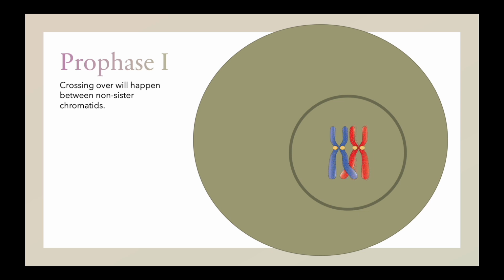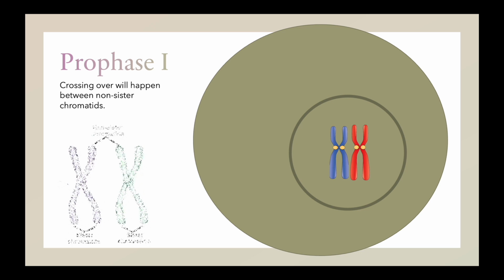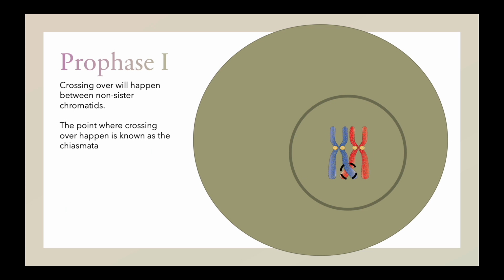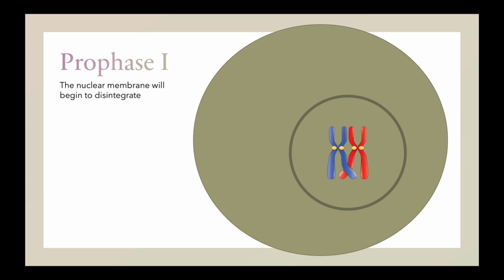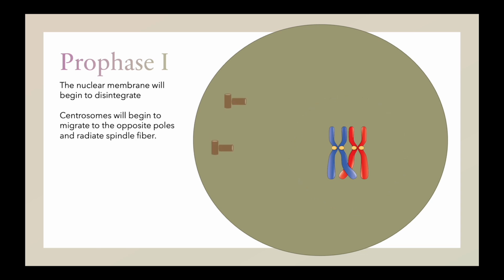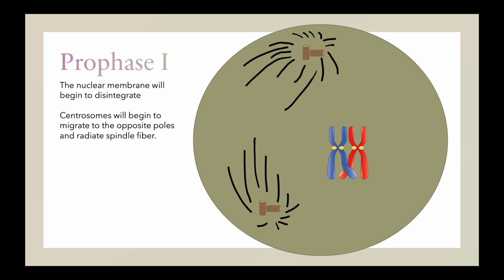Once the bivalent is formed, crossing over will take place between non-sister chromatids. The diagram is showing non-sister chromatids. The point where crossing over takes place is known as chiasmata or chiasma. Next, the nuclear membrane will disintegrate. The centrosome will begin to migrate to the opposite poles and radiate spindle fiber. That concludes all the events that take place during prophase I.